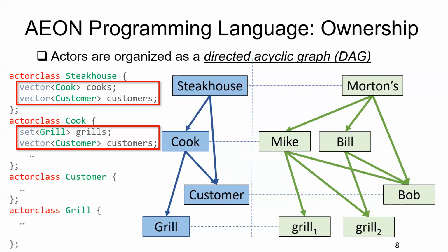But in some cases, we want to make a method call from children to parent. For example, when the steak is ready, the grill needs to inform the cook. So we introduce a yield field here. A yield field will not create ownership between actor classes or actors.